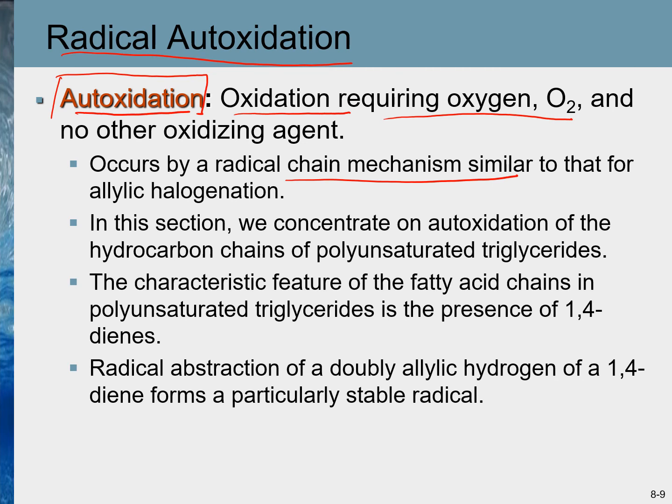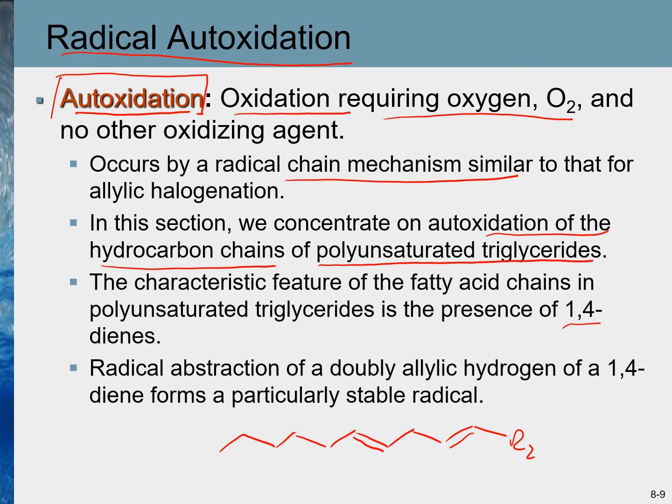In this section, we will concentrate on auto-oxidation of hydrocarbon chains of polyunsaturated triglycerides, such as those found in cooking oil. The characteristic feature of the fatty acid chains in polyunsaturated triglycerides is the presence of a 1,4-diene. So that means we have long hydrocarbon chains in cooking oil, and there are certain positions where we have a 1,4-diene, so two double bonds are separated by one carbon.